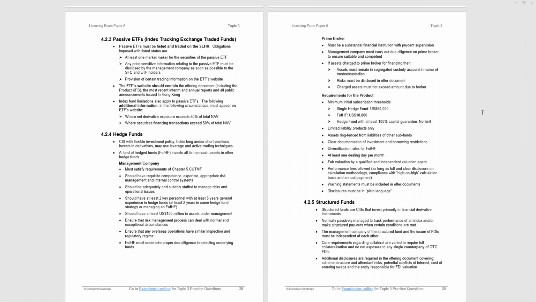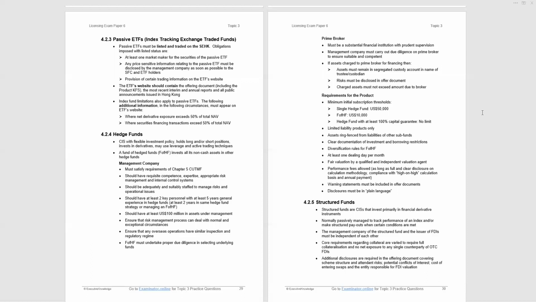Hedge funds. Hedge funds are a scheme with flexible investment policy, holds long and short positions, invests in derivatives, may use leverage and active trading techniques. We also have the concept of fund of funds. A fund of hedge funds invests all its non-cash assets in other hedge funds. Now I'm going to skip on a bit and draw your attention to requirements for the product on page 30. And that is the minimum initial subscriptions. Minimum initial subscription for a single hedge fund is $50,000. For a fund of funds, it's lower at $10,000. And every now and then, those points pop up.